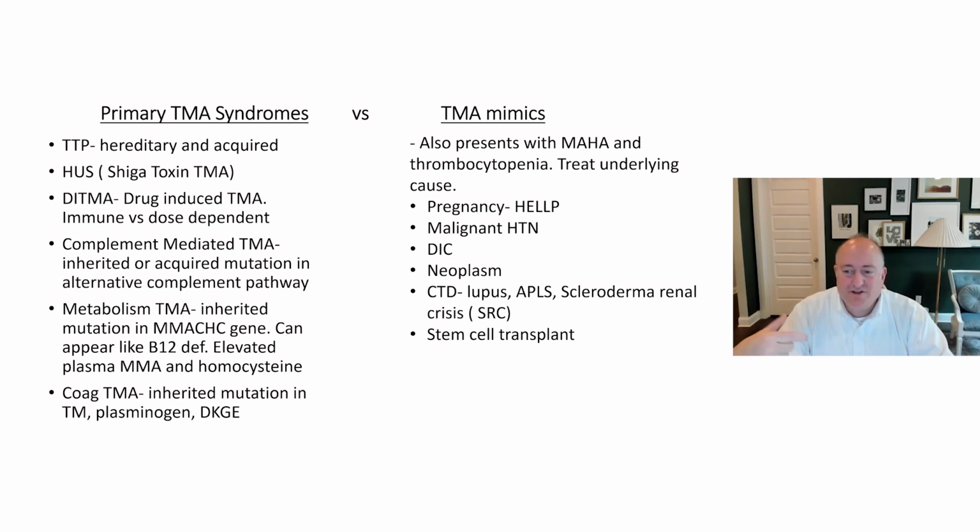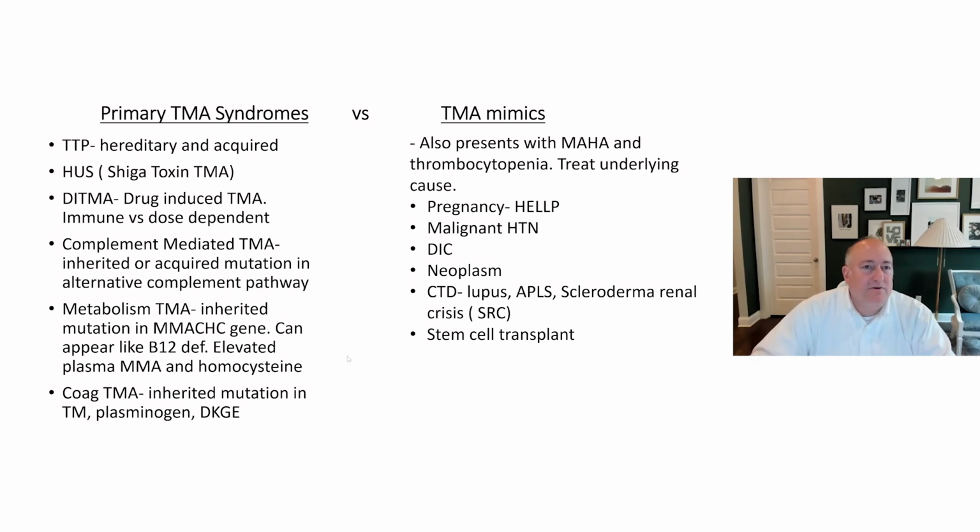In other words, schistocytes, thrombocytopenia, but it's not going to be TTP. It's just from the scleroderma. So with these TMA mimics, you're just going to treat the underlying disease. In that case, with scleroderma with renal failure, you give them an ACE inhibitor, even though they have renal failure, and that can preserve kidney function.